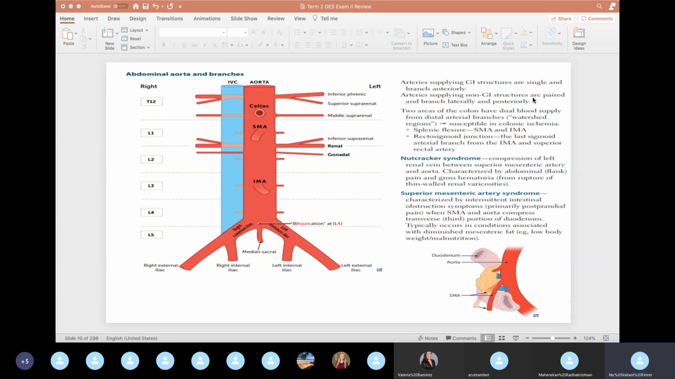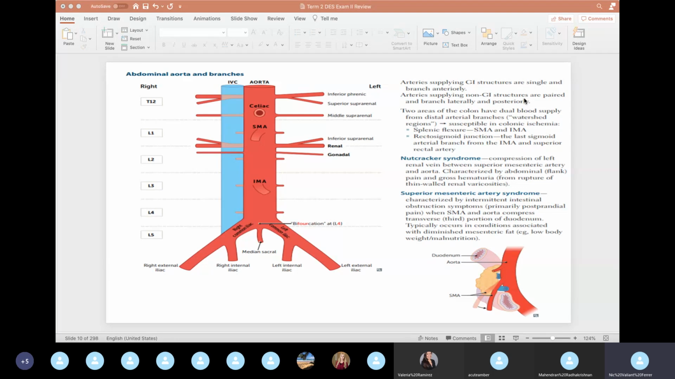Let's summarize. Put a star here. Celiac trunk supplies blood to your foregut. SMA supplies blood to your midgut. IMA supplies blood to your hindgut. Nutcracker syndrome is a compression of the left renal vein between the aorta and the superior mesenteric artery. Signs and symptoms: flank pain and hematuria, blood in the urine. Why? You have a rupture of renal varicosities.